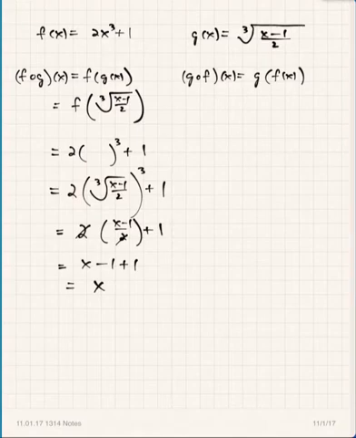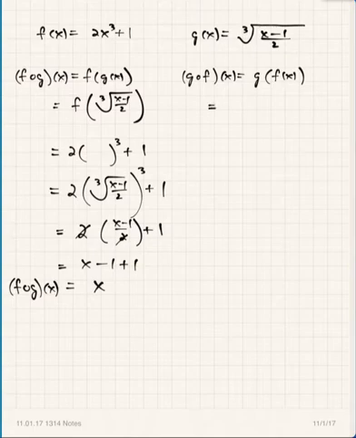And that's specifically why I made this function up like I did, because you got x as the answer, and that leads us into the next thing we want to talk about here. All right, and then you have g of f of x, and so that would be g of 2x cubed plus 1.